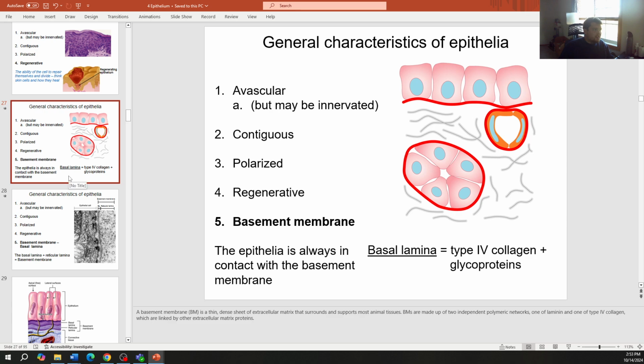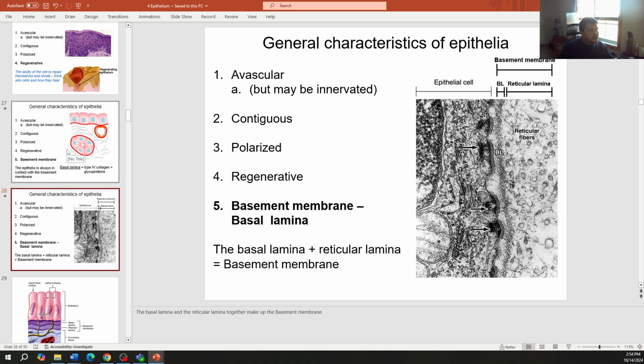Next, we have another general characteristic, which is that it has something that's called a basement membrane. Basement membrane, you can kind of think of it like the anchoring membrane. Its job is to attach to the base epithelial layer, keep it there, and make sure that it's always in contact so it doesn't come up off of it, so that we can maintain that seal and that protection.